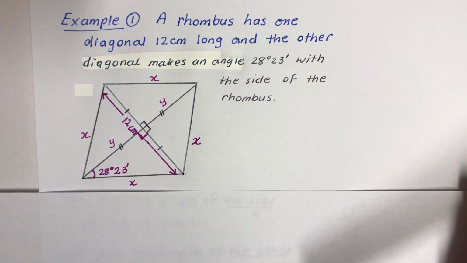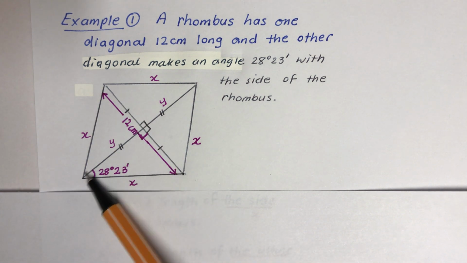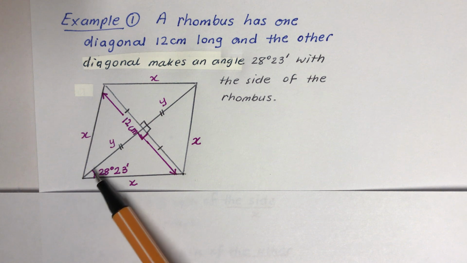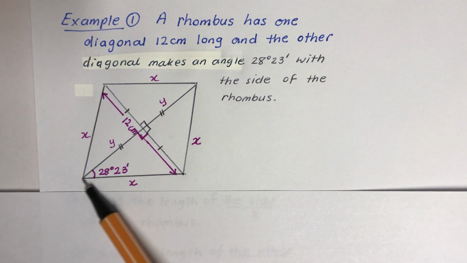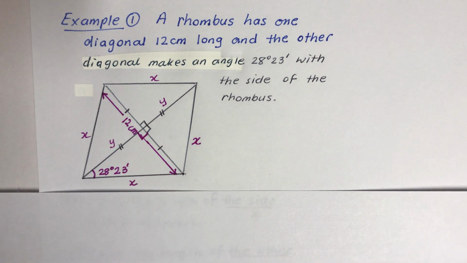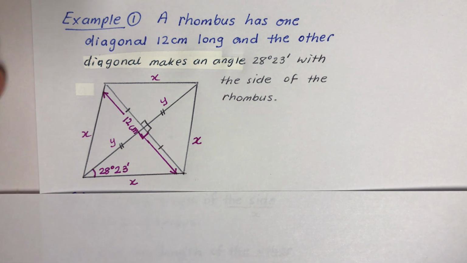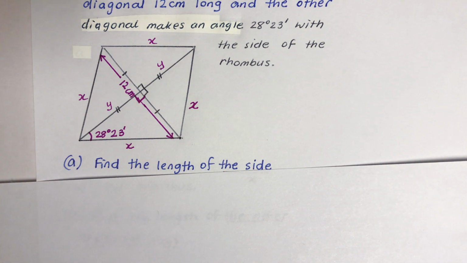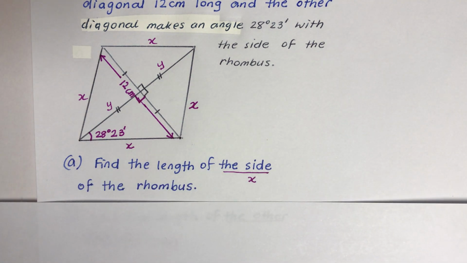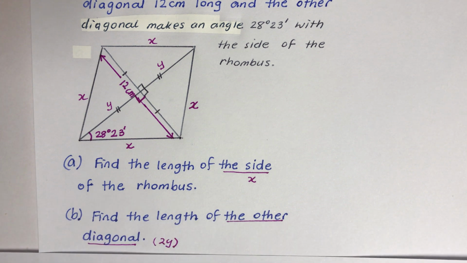A rhombus has one diagonal 12 centimeters long and the other diagonal makes an angle 28 degrees and 23 minutes with the side of the rhombus. Now a rhombus is a tilted square, so all four sides will be equal. So I'm just going to call them X as my side, and that's part A. Part B, we have to find the length of the other diagonal.